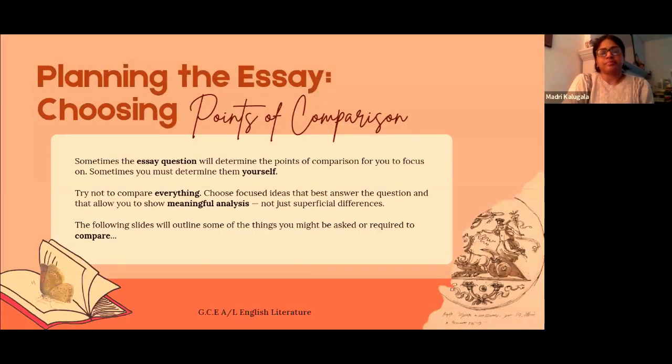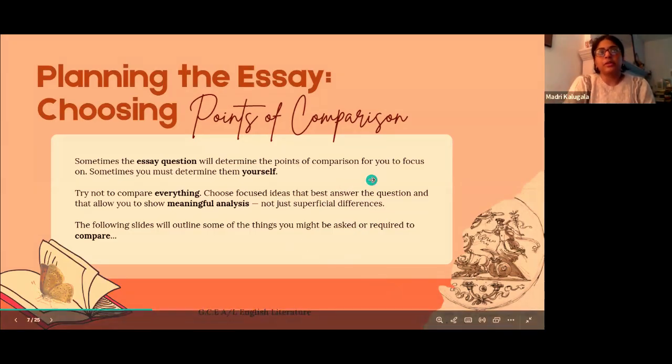Okay, so planning the essay. Generally, in your exam questions, the points of comparison will be determined for you. You don't get to choose, although sometimes you do. I think sometimes you might get questions like "choose three points of similarity." But in general, in your A-level exam questions, somebody decides for you what the points of comparison are, right? So they tell you, here's the point of comparison: comment on religion and religious values. That's the point of comparison, and you have to take it from there.